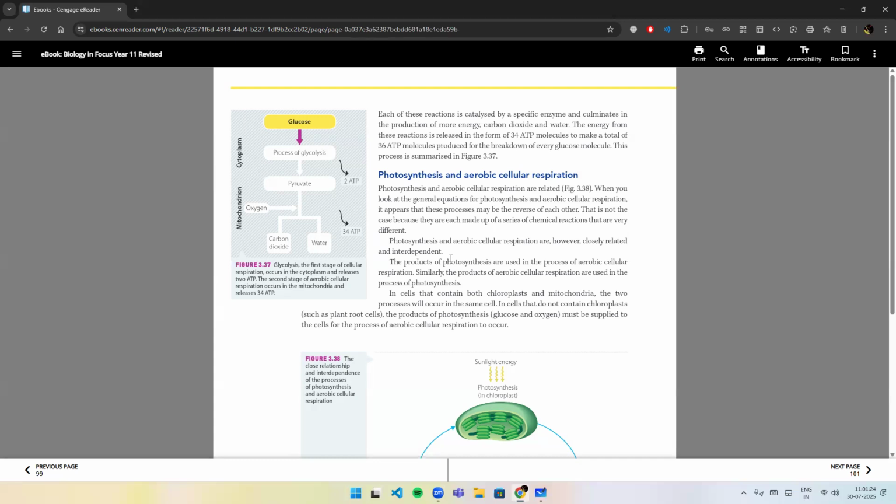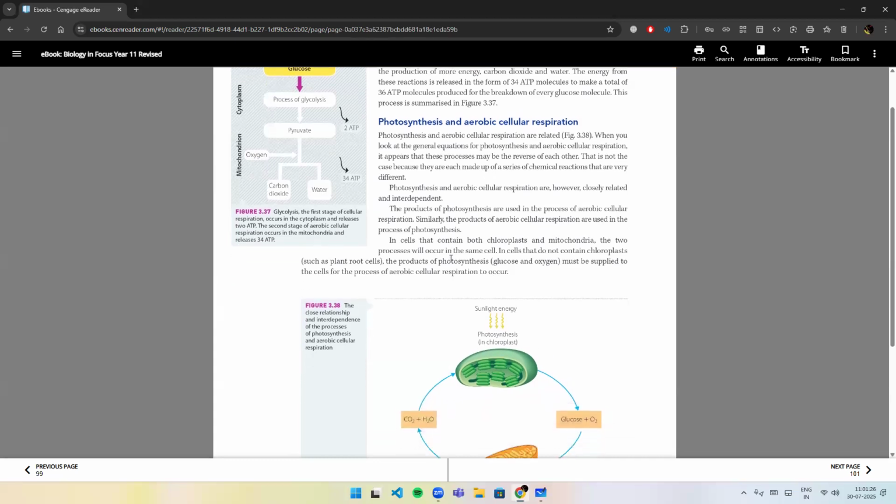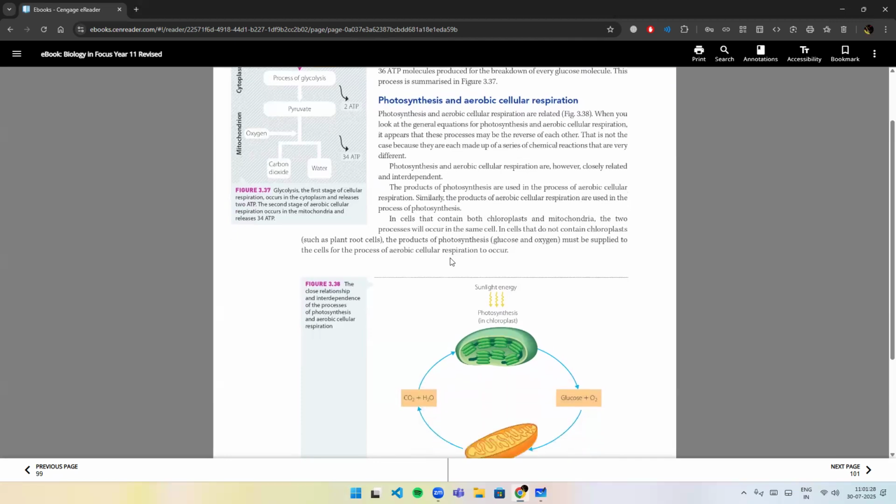Photosynthesis and aerobic cellular respiration. Photosynthesis and aerobic cellular respiration are related. When you look at the word equations for photosynthesis and aerobic cellular respiration, it appears that these processes may be the reverse of each other. That is not the case because they are each made up of a series of chemical reactions that are very different. Photosynthesis and aerobic cellular respiration are, however, closely related and interdependent.